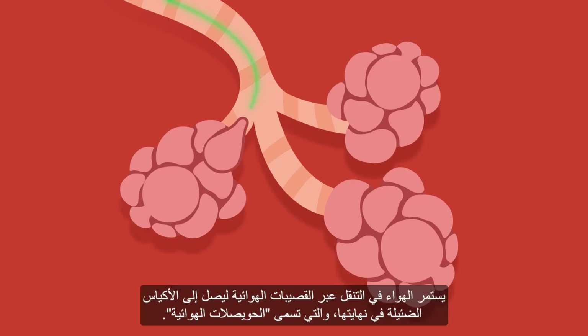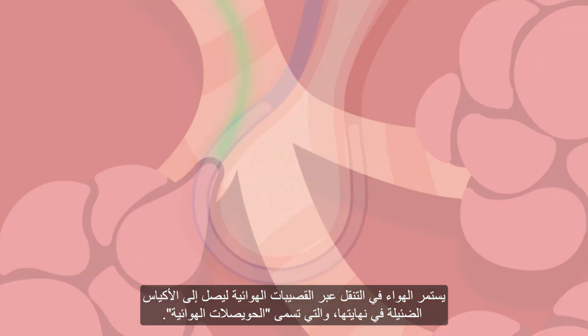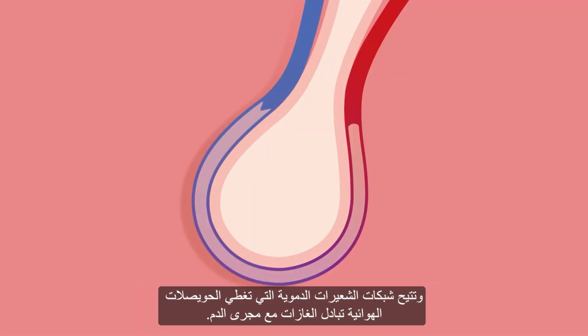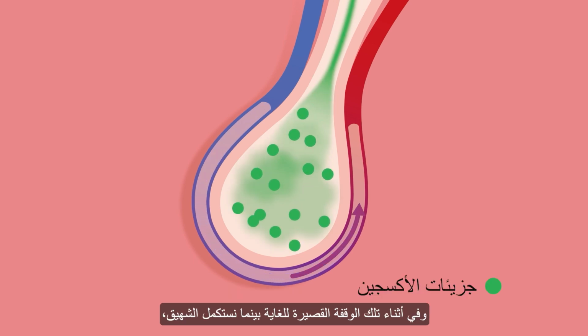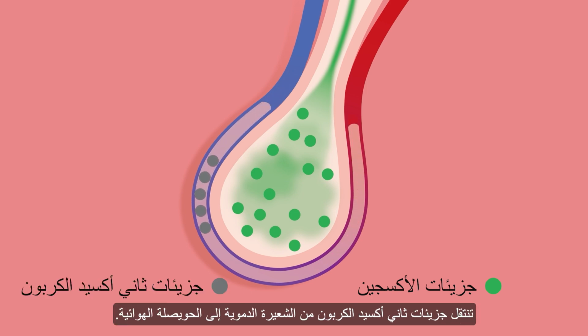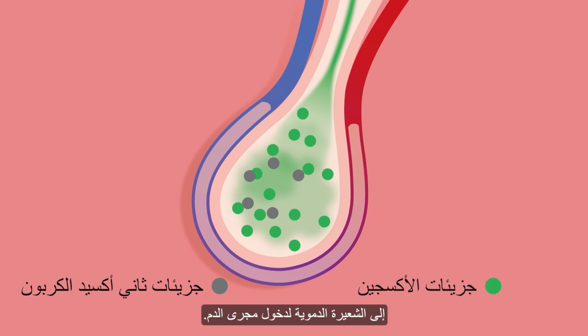The air continues through the bronchioles to tiny sacs at the end called alveoli. Capillary beds covering the alveoli allow the exchange of gases with the bloodstream. In the slight pause as we complete an intake of breath, molecules of carbon dioxide move from a capillary into the alveoli. At the same time, about 5% of the oxygen molecules in the air mixture move into the capillary to enter the bloodstream.